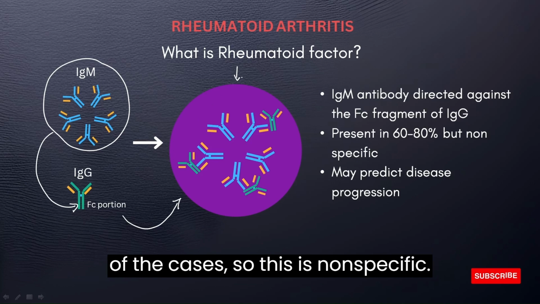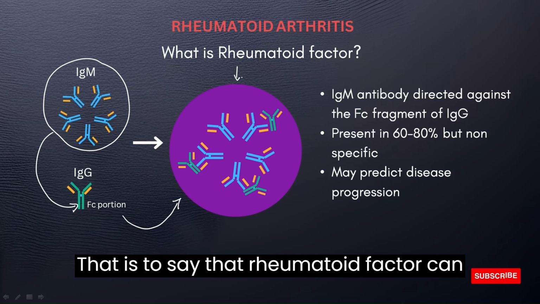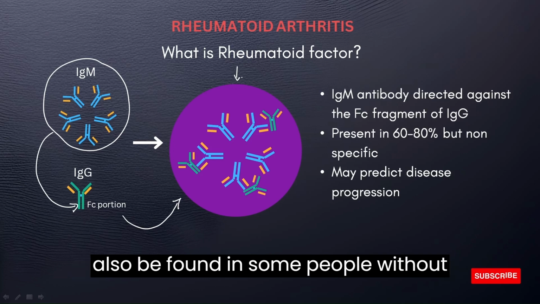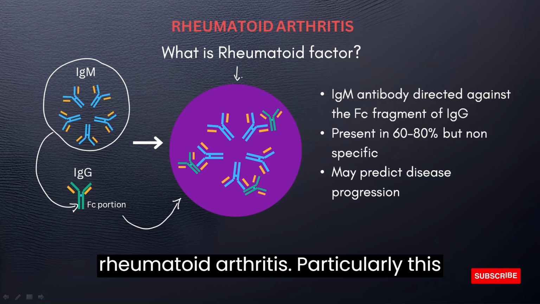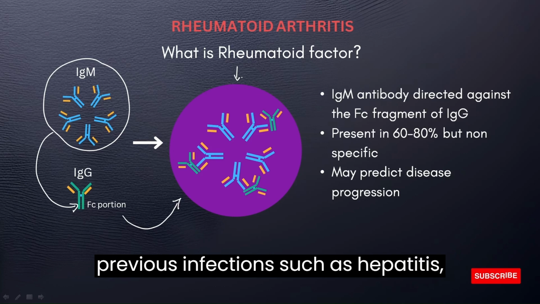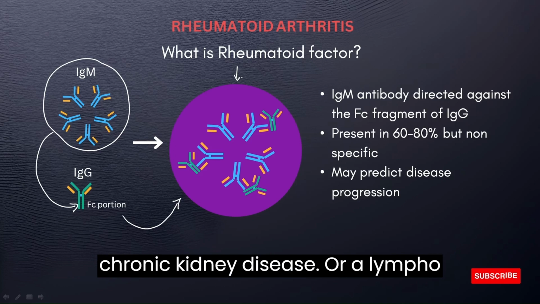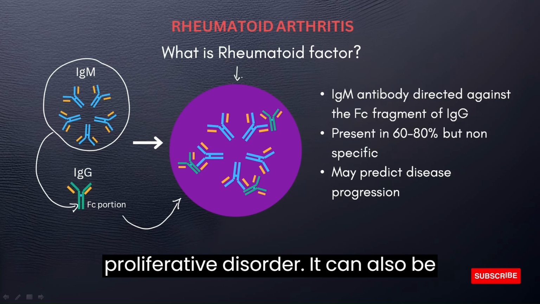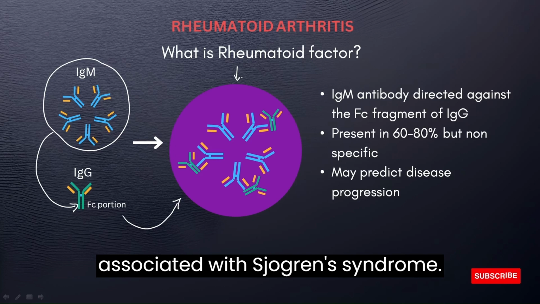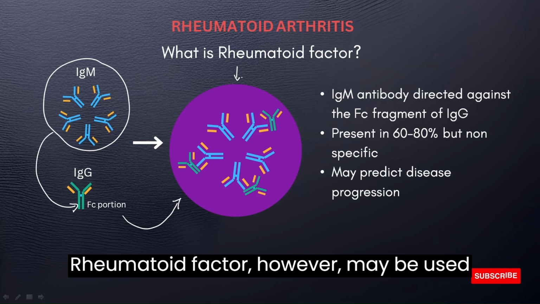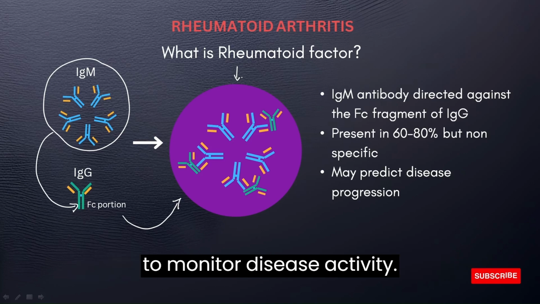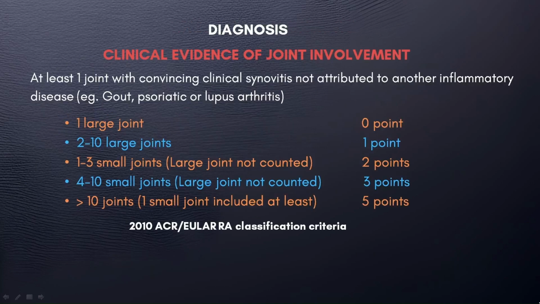So this is non-specific. That is to say that rheumatoid factor can also be found in some people without rheumatoid arthritis. Particularly, this is very true for those who have had previous infections such as hepatitis, tuberculosis, chronic liver disease, chronic kidney disease, or a lymphoproliferative disorder. It can also be associated with Sjogren syndrome. Rheumatoid factor, however, may be used to monitor disease activity.